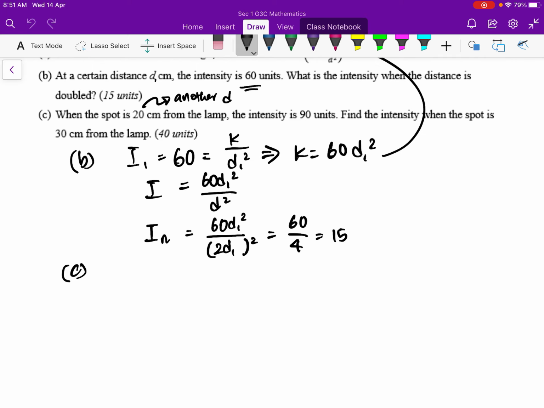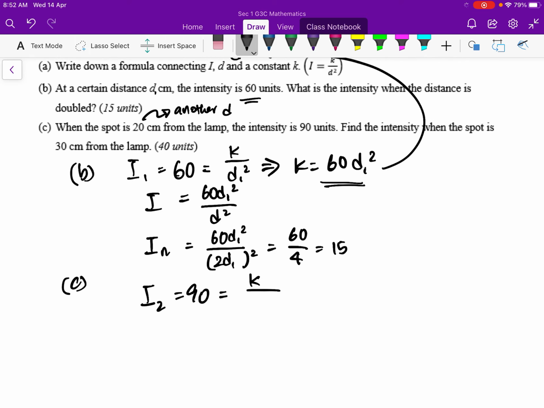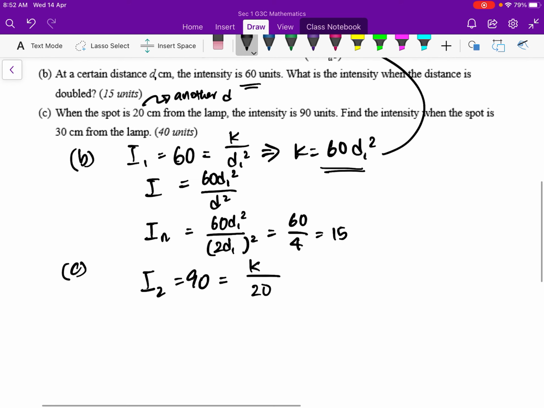Do we need those information? Okay, let's substitute them in. Let's call it I2. Since it was not used, this I2 is my 90, equals to K. Do we have a value of K? Should we treat this as a separate question? Yeah, I think we should. Okay, so we have another K over... It is actually the same K, but we are not comparing with this 60 units anymore. That's why we are going to replace this K of 60 d1 square with something else, and that is found by 20 cm. Okay, so 20 square.